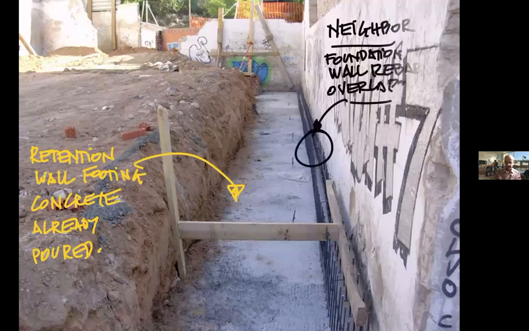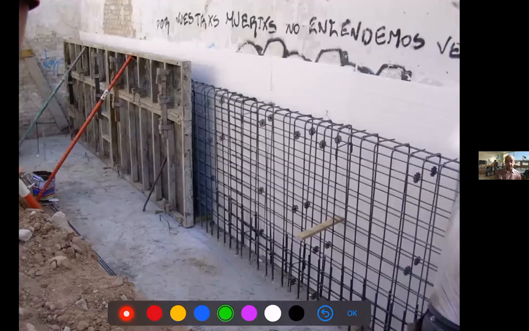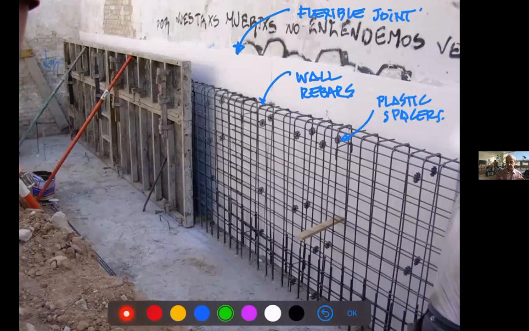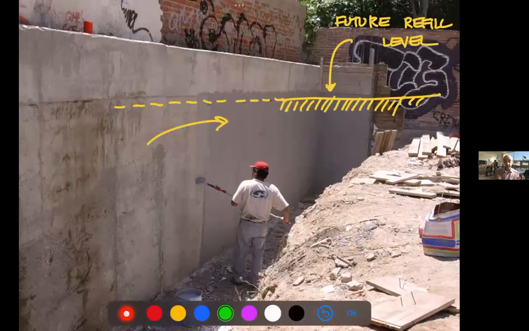You see that we have already those rebars for the wall waiting, right? We call it, I don't know the English term, but it's kind of waiting rebars to overlap with the continuation. And then this is the point, right? When it is almost ready to pour, so you have the wall rebars, you have the plastic spacers, so the rebars do not touch the borders, a flexible joint with the neighbors, and then the form and the overlap. You see clearly, this overlap will depend on the diameter of the rebars, right? And then finally, you have to waterproof at least to that roof level.